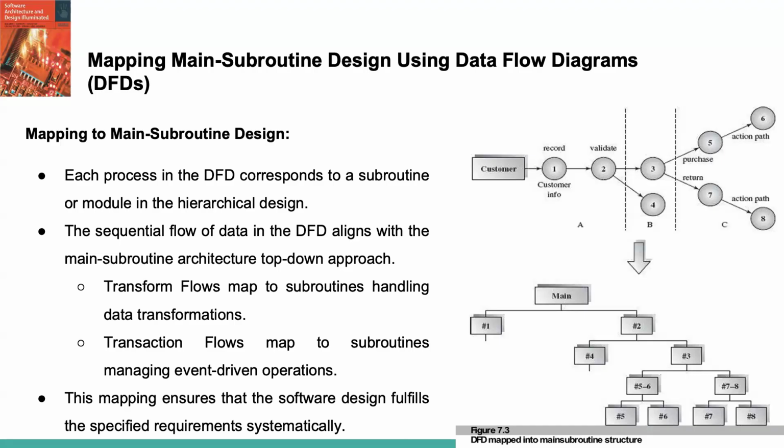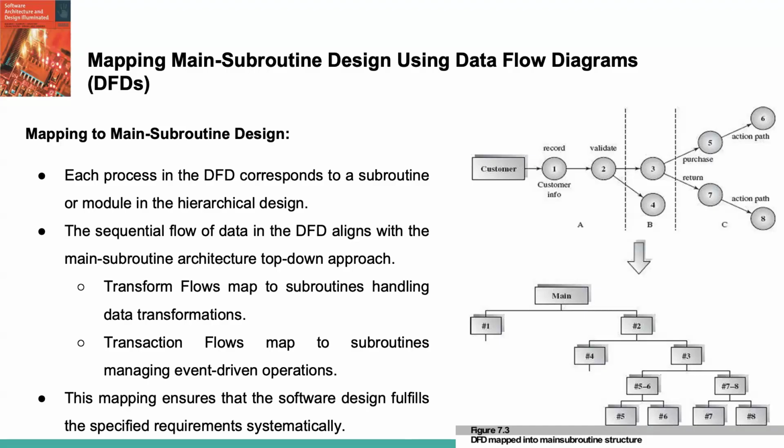The DFD's sequential flow of data aligns well with the top-down approach of the main subroutine architecture. As data flows through each process in the DFD, it moves down the hierarchy in the main subroutine structure, allowing the main program to control the sequence and order of subroutine calls. This clear sequence helps in building an organized, easy-to-follow program structure. We can further classify subroutines based on the type of flow they handle.